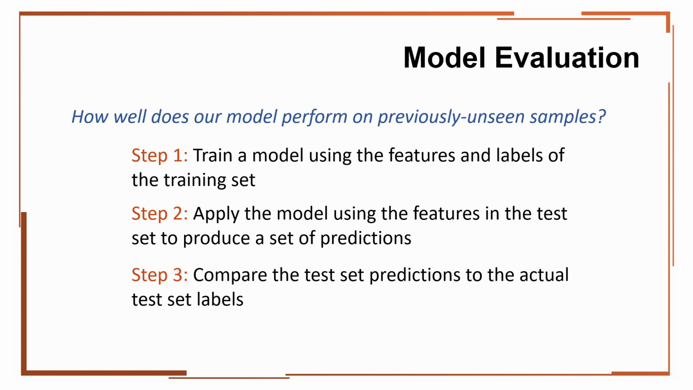The process follows 3 steps. First, we train a model using the features and labels of the training set. Then, we apply the model using the features in the test set to produce a set of predictions. Finally, we compare the predictions of the test set to the actual test set labels and record this as our model's performance.